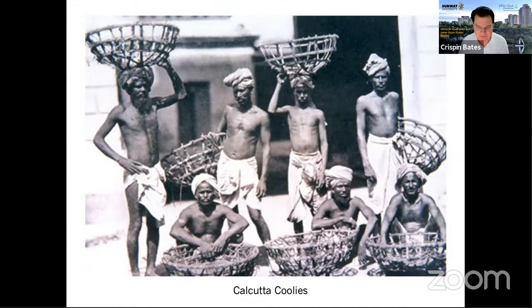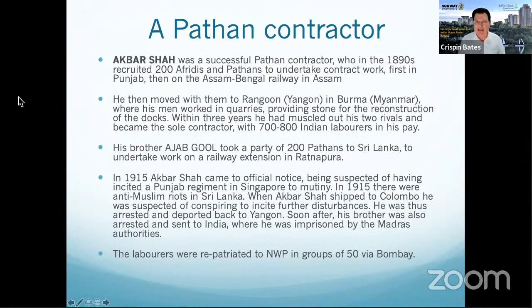The borderline between a Kangani, a Sirdar, and a contractor was a very, very thin one. Often these terms are even used interchangeably. One of the most enterprising contractors that I discovered looking in the archives was one I uncovered in the Colombo archives, the archives of the government of Sri Lanka.